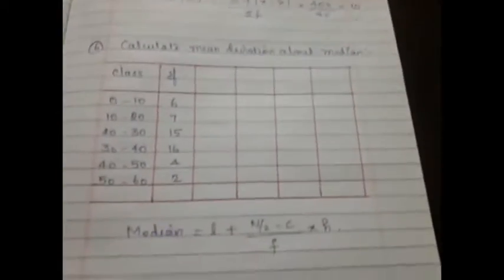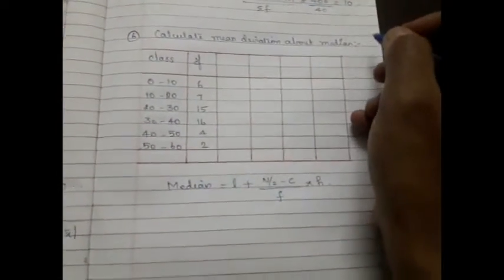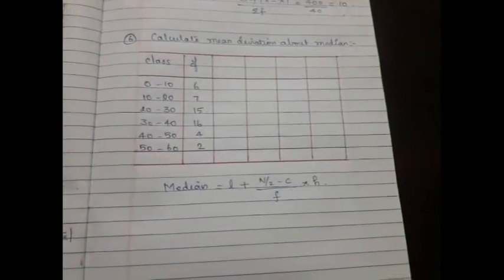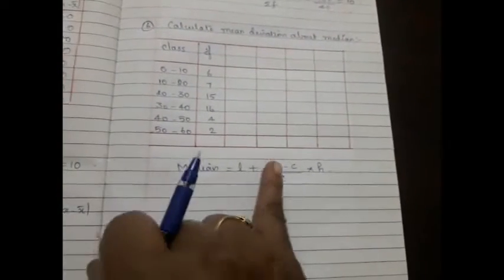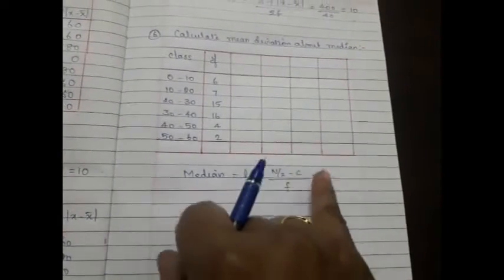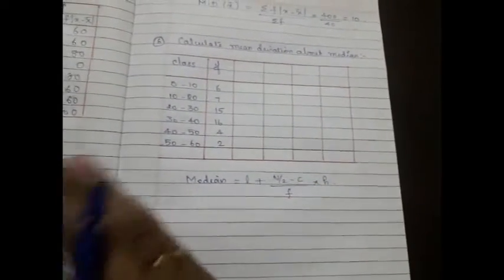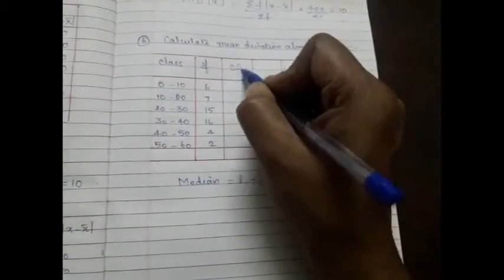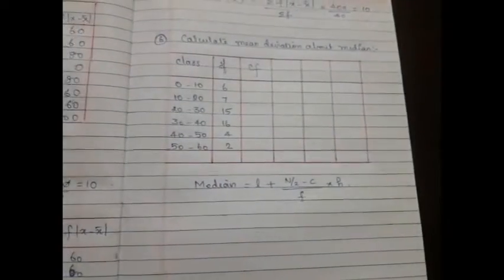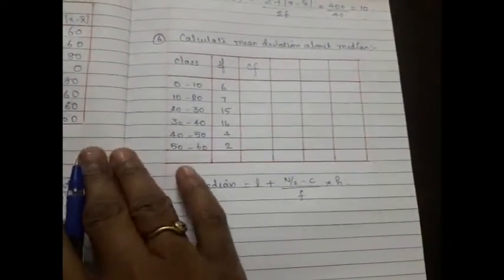Now let us see how to solve mean deviation about median. So we know how to find the median for a continuous frequency distribution. What is the formula? I explained in yesterday's class. L plus n by 2 minus c divided by f into h. So as a first step to find the median, we have to find cumulative frequencies. We will call it as CF. How to find the cumulative frequencies? We should keep on adding the frequencies.